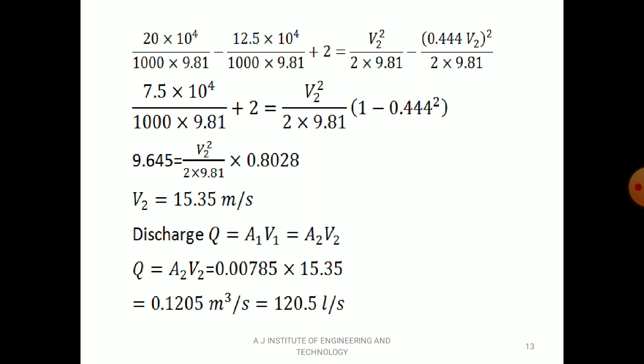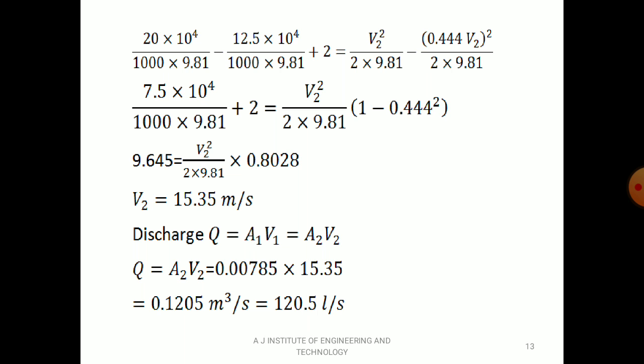So I got the V2 value, and I can get the V1 value using the equation V1 equal to 0.444 V2. Here it is not necessary, since they didn't ask for V1. They have asked for discharge, Q equal to A1 V1, that is equal to A2 V2. If you want to use the A1 V1 expression, then you need to calculate V1 using V1 equal to 0.444 V2. It is not necessary, so I'll go with the second equation, Q equal to A2 V2. A2 value is 0.00785, V2 is 15.35, so that is equal to 0.1205 meter cube per second.